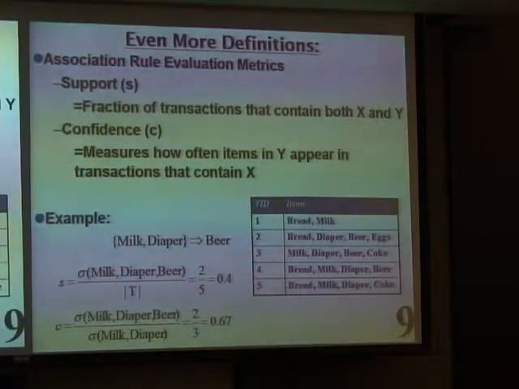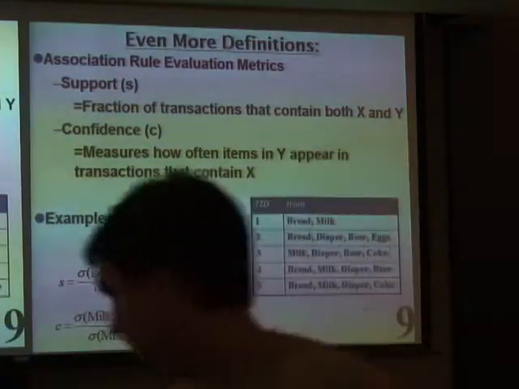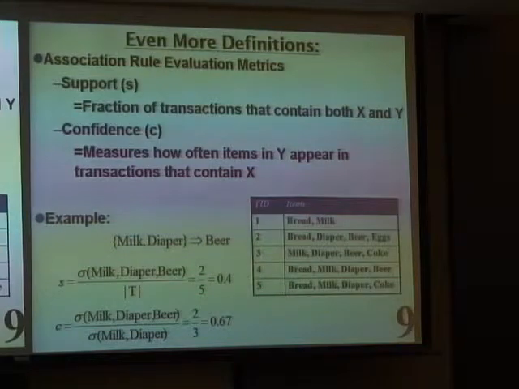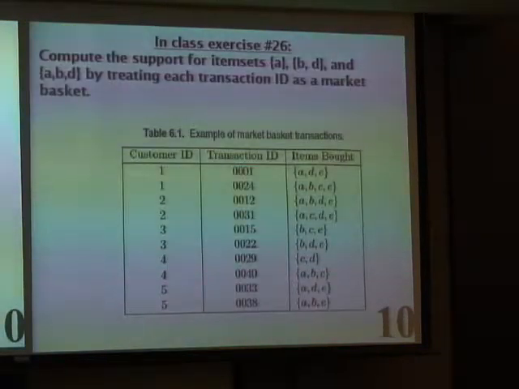So these two definitions, support and confidence, are the main metrics that we're going to be using, and at the end of the day I'll talk about some limitations of these. I think this was the first example that we started doing last time. It says, compute the support for item sets A, B, D, and ABD.